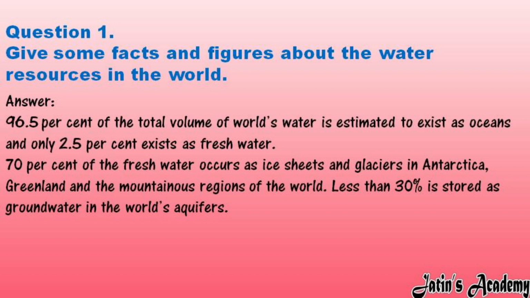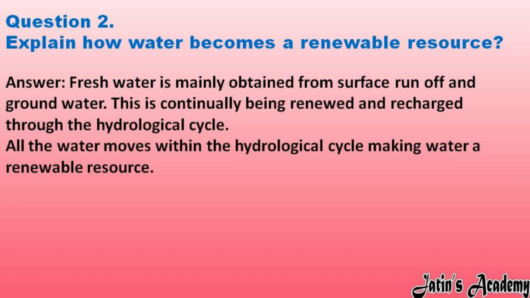96.5% of the total volume of world's water is estimated to exist as oceans and only 2.5% exists as fresh water. 70% of the fresh water occurs as ice sheets and glaciers in Antarctica, Greenland and the mountainous regions of the world. Less than 30% is stored as groundwater in the world's aquifers.